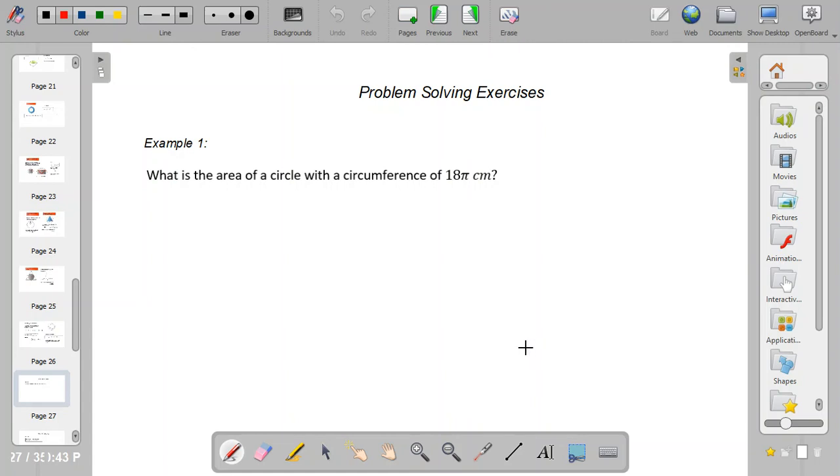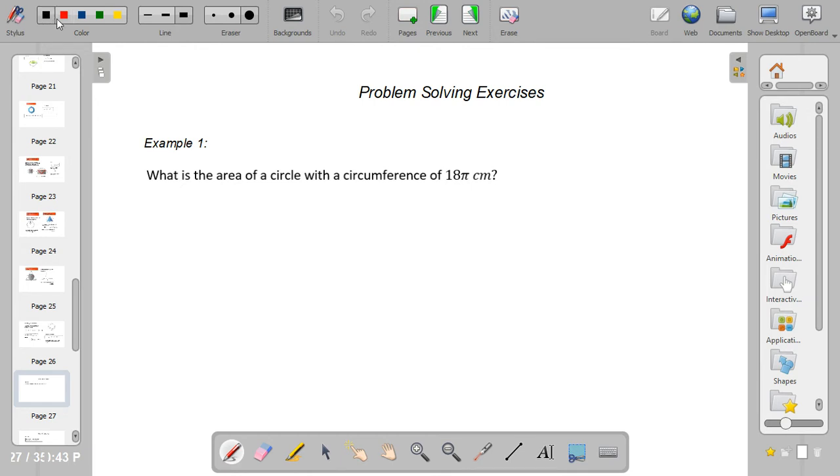Okay, so we are about to solve problems on circles. This is the continuation of my video on Module 3. So this will be part 4, problem solving exercises. Okay, so what is the area of a circle with a circumference of 18 pi cm?